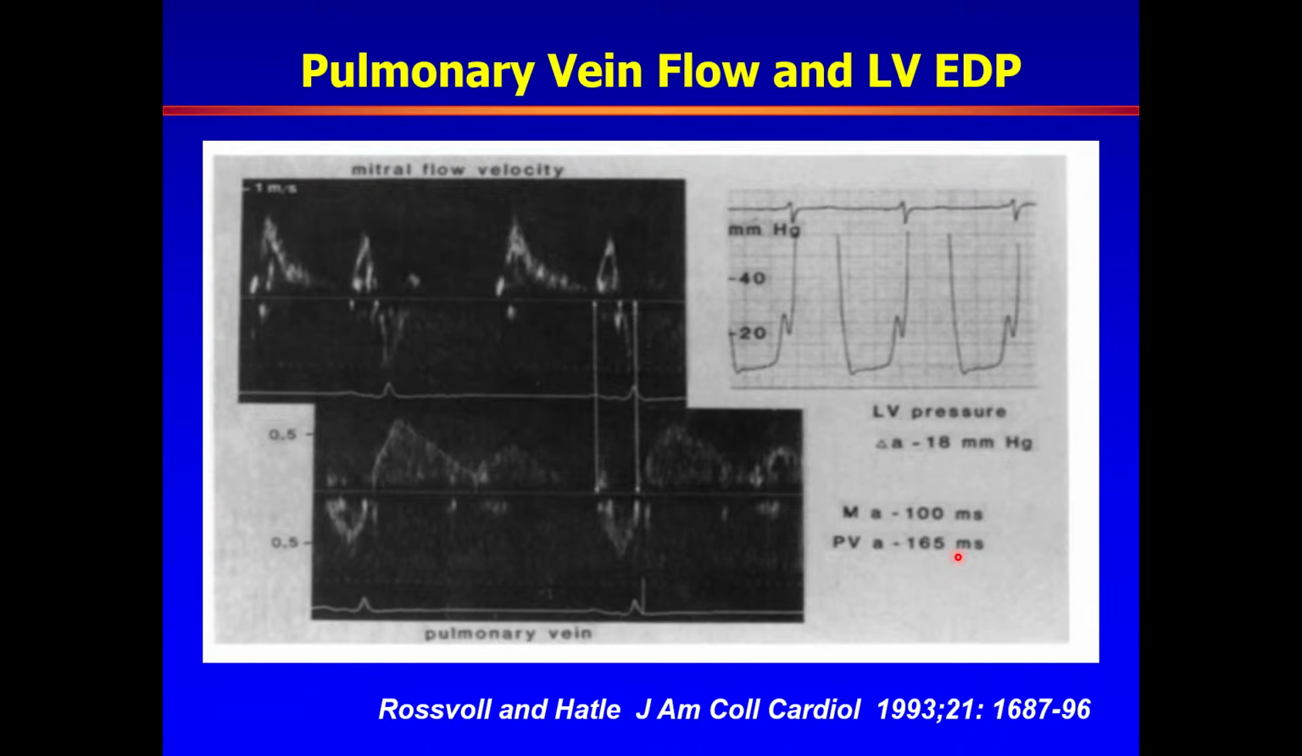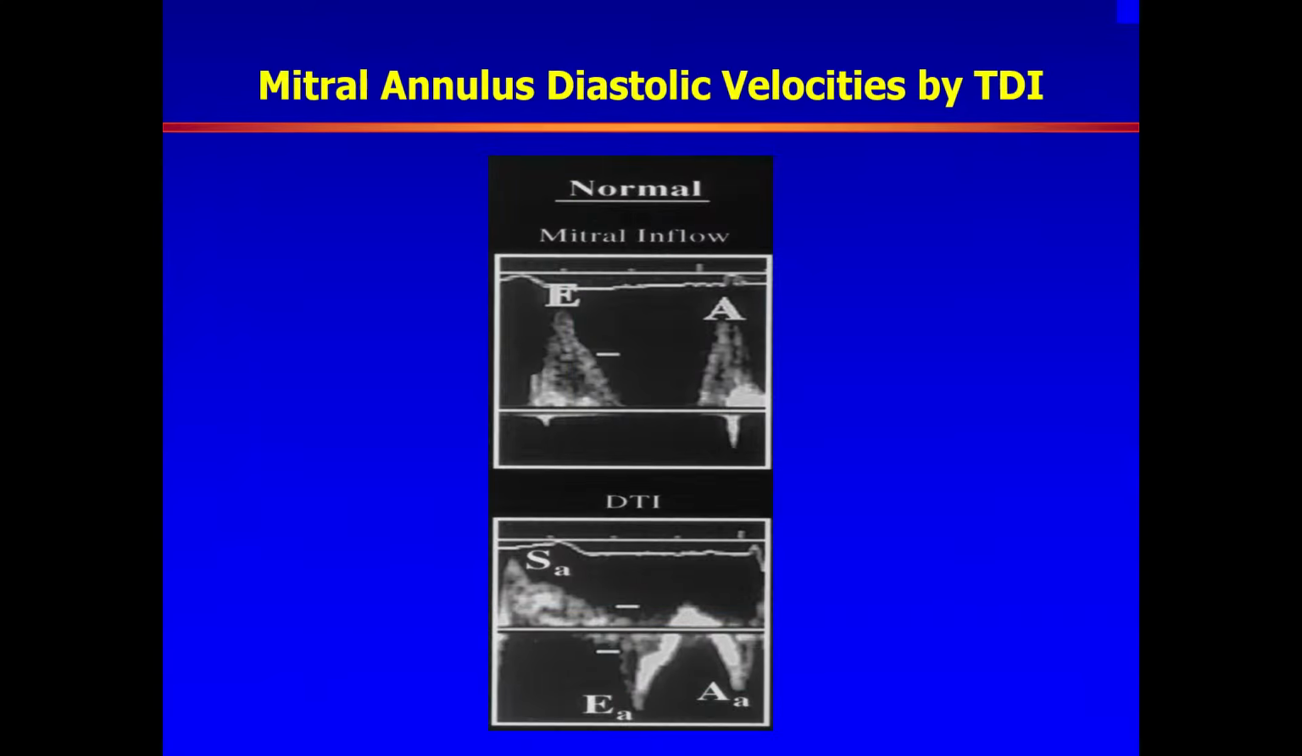The cutoff is 30 milliseconds. So that's another useful index that we rely on when we want to speak specifically about late diastolic pressures and LV EDP. Then came the mitral annular velocities in the late 90s.